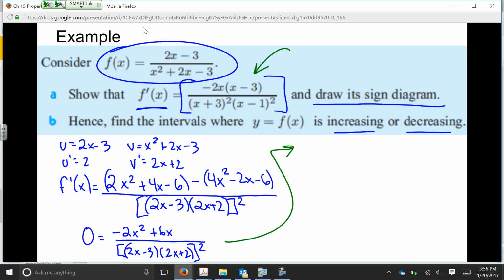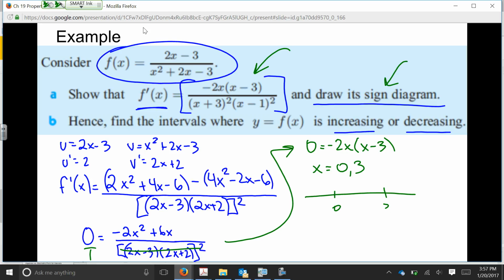Now, what I want to do is I want to know when it equals 0. Let's bring that up a little bit. So now I have, if I just cross multiply, that makes the whole denominator go away. So that's what I was referring to before. So I have 0 equals negative 2x times x minus 3. So x equals 0 and 3. Now we can get into the sign diagram. There's 0, there's 3. Plugging into the derivative function, I end up getting negative, positive, negative. So you can see it's increasing when 0 is less than or equal to x is less than or equal to 3. And it is decreasing over here and over there.